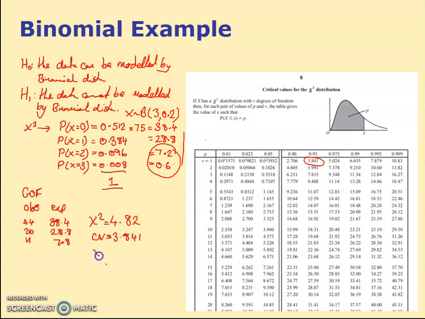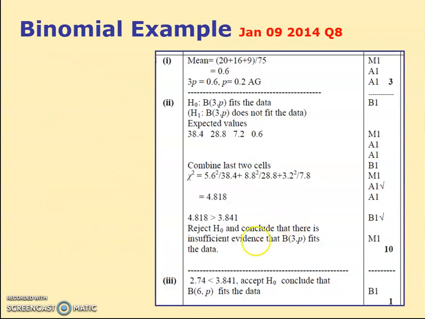Now, my chi-squared is bigger than the critical value, so I'm going to reject H0. Let's see what my answers said. And you reject H0. Yes. Now we're a bit rushed at the end. We'll finish this and we'll finish the last question in class. So thank you very much.